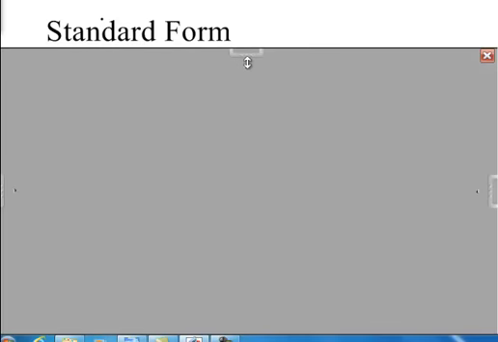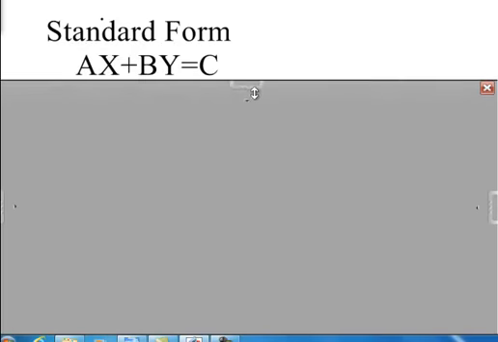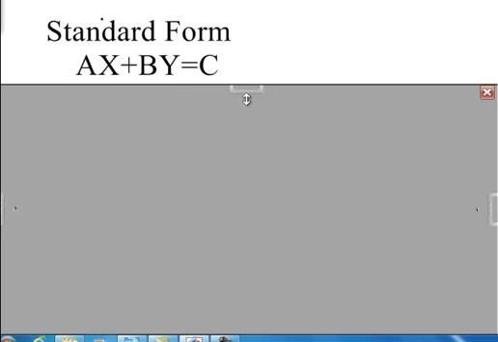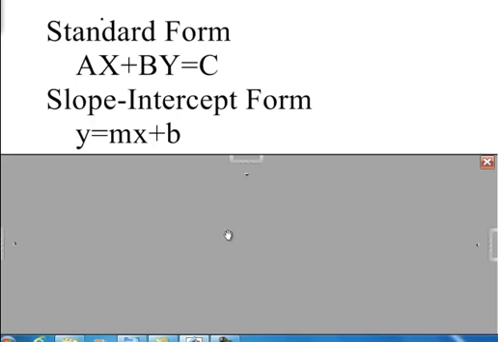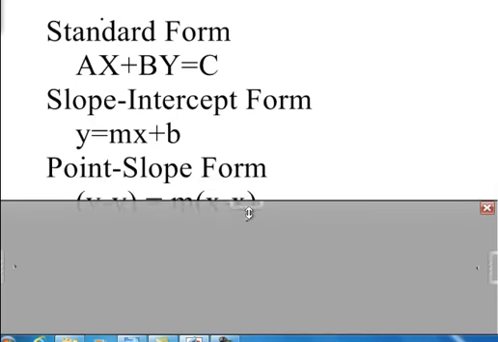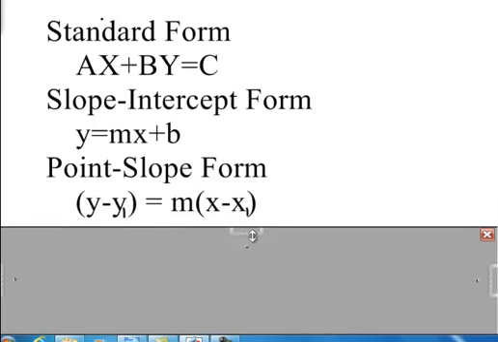Think about a baby that was just born. If the parents haven't picked out a name yet, it's just called baby boy or baby girl. It's kind of the same way with the forms of linear equations. Standard form, before it gets its actual name, is ax plus by equals c. Slope-intercept form, y equals mx plus b. And point-slope form is y minus y sub 1 equals m times x minus x sub 1.